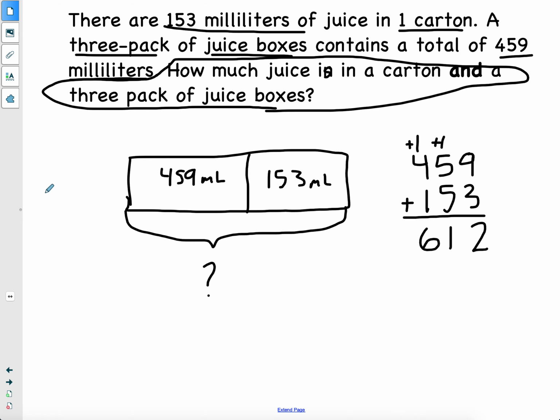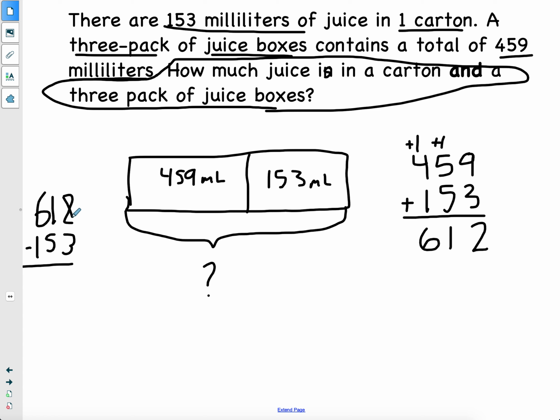But we're going to double check this, right? We always check our work with the inverse operation. So 612 minus 153 should give us 459. So let's check that. Oops, 153. Let me edit that, 153. So 2 minus 3.